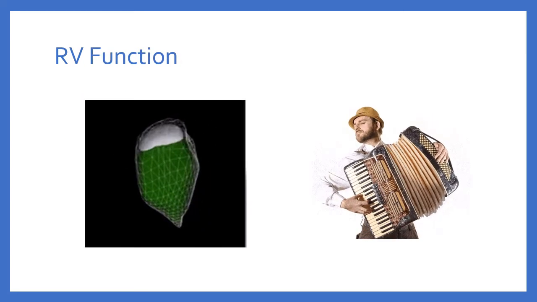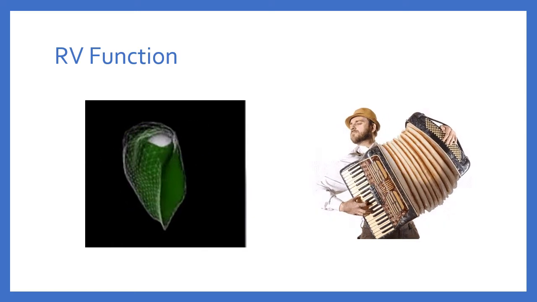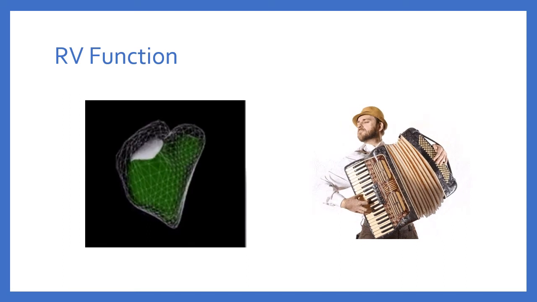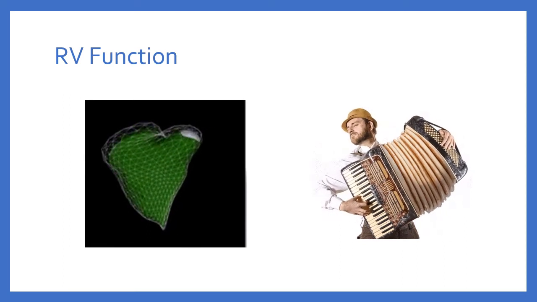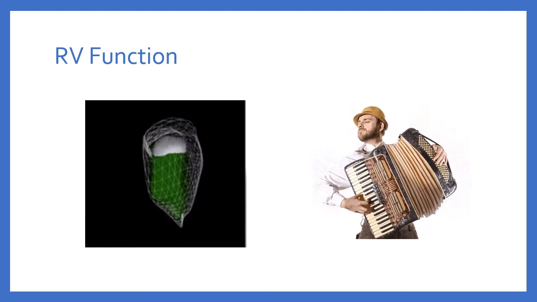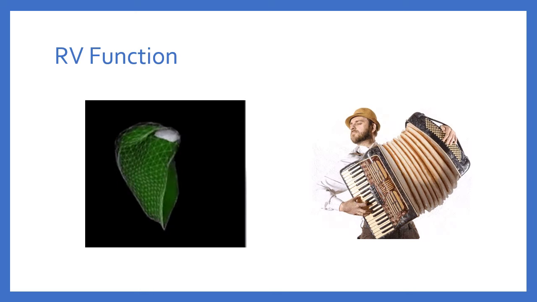The RV is different than the LV because it really only contracts in one type of motion, and it's the longitudinal motion or the accordion motion. So the base of the right ventricle will contract down towards the apex, and this is how most of the blood is ejected from the ventricle.